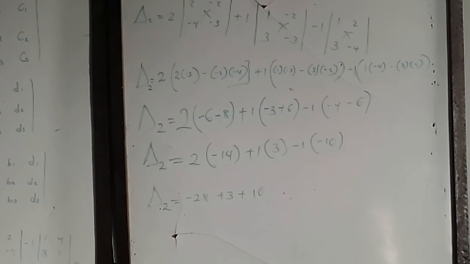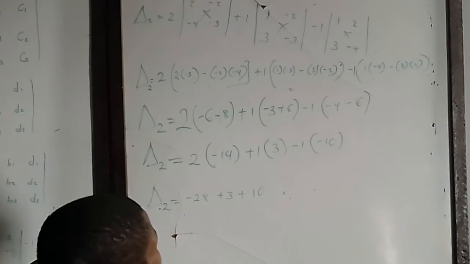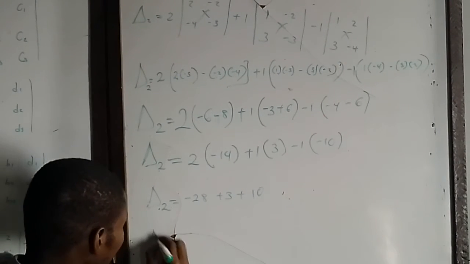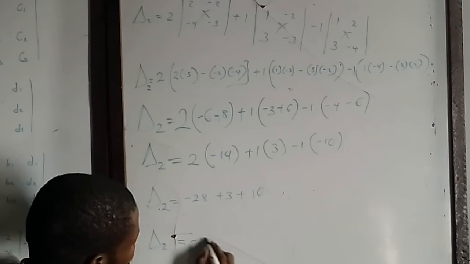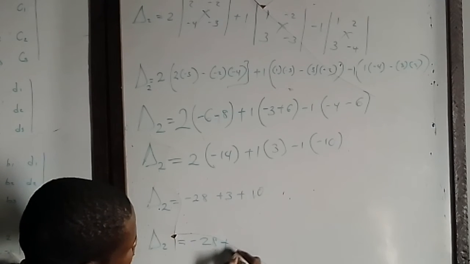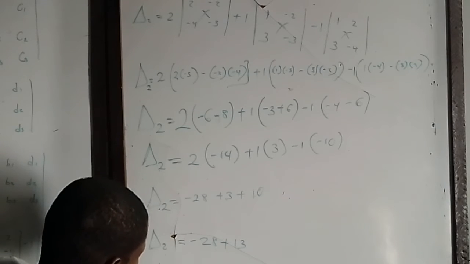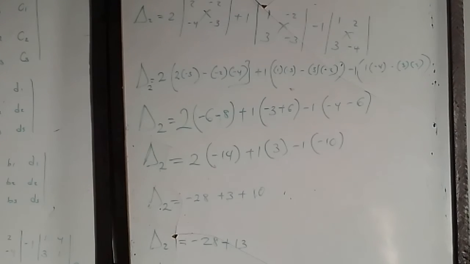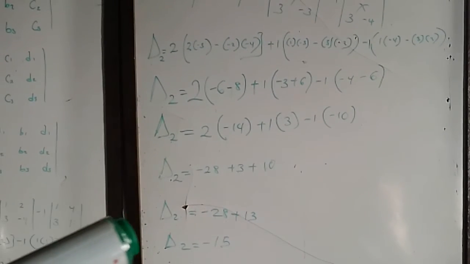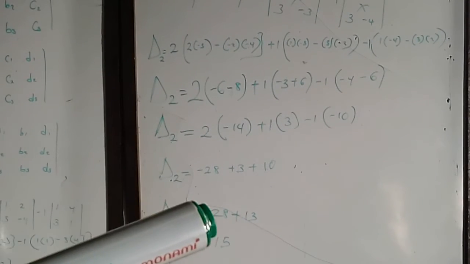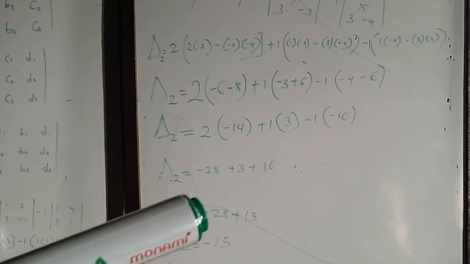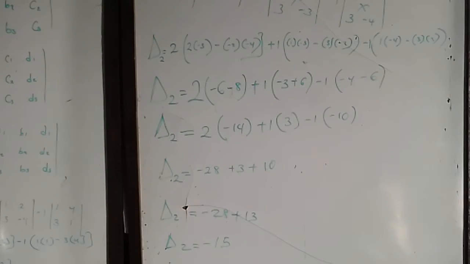So let's continue. Our D2 is equal to minus 28, and this plus will give us 13. So our D2 is equal to what? Minus 15. So D2 equals minus 28 plus 13. Minus 28 plus 13 will give us minus 15. Do we understand?